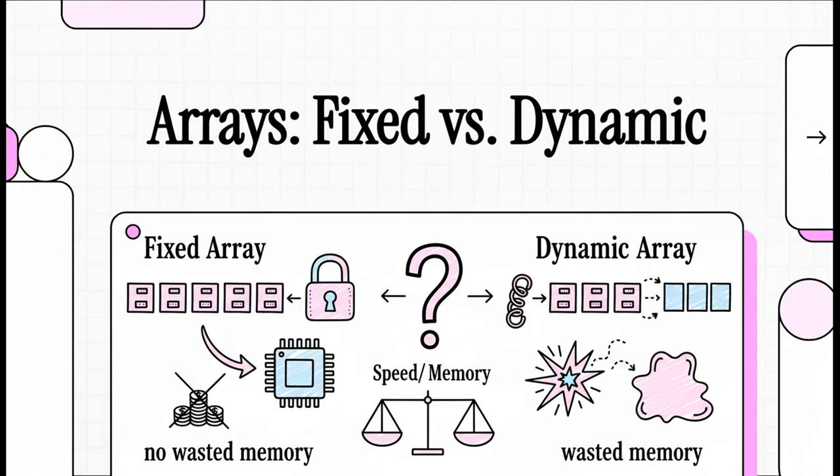In programming, just about everything we build sits on top of arrays. But right from the get-go, you've got this fundamental choice to make. Do I use a fixed array or a dynamic one? It sounds simple, but getting this right can make your code fly. Getting it wrong? Well, you could be wasting tons of memory or, even worse, just crashing your program entirely. All right, let's get into it.